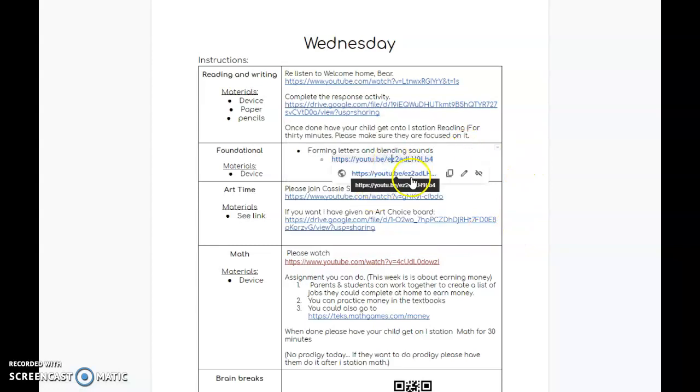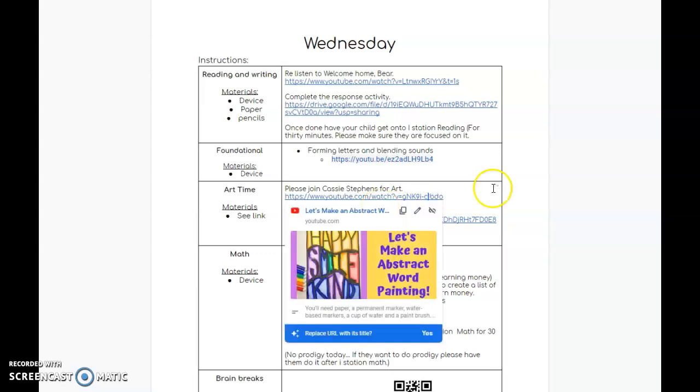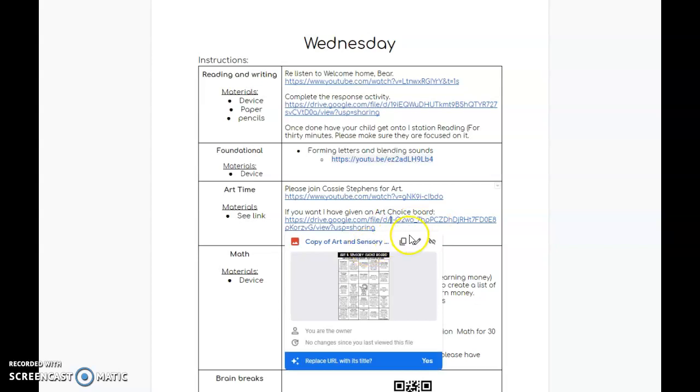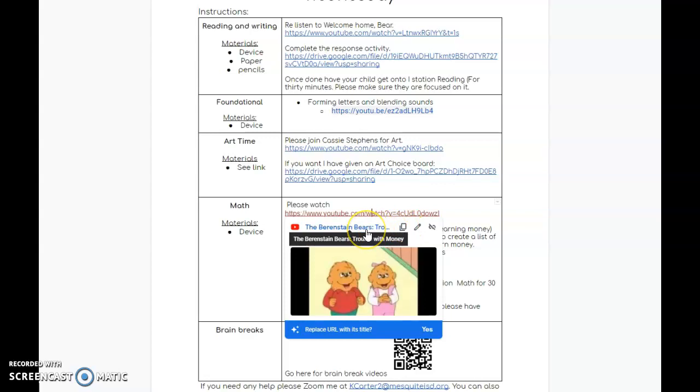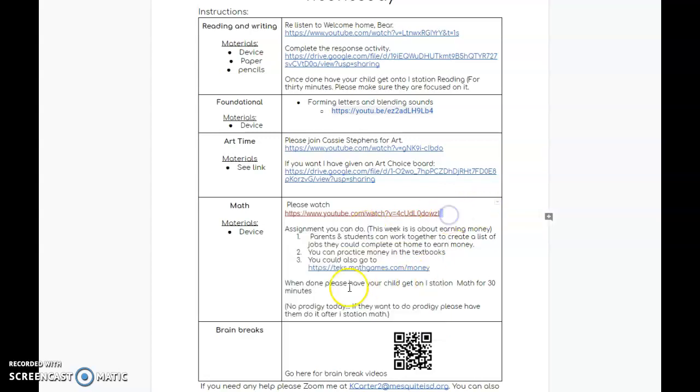After that, we have a forming letters and blending game. Then we have art, and for art, we're making abstract word painting, or you have your choice of the choice board. Afterwards, we have a video from the Berenstain Bears about money, and then you're going to complete an assignment.